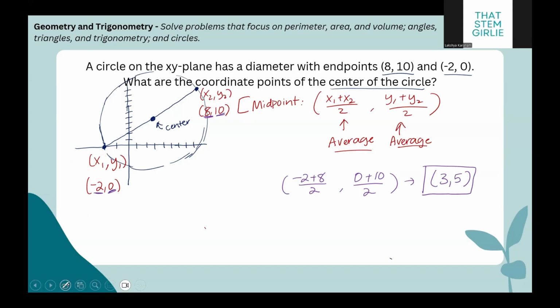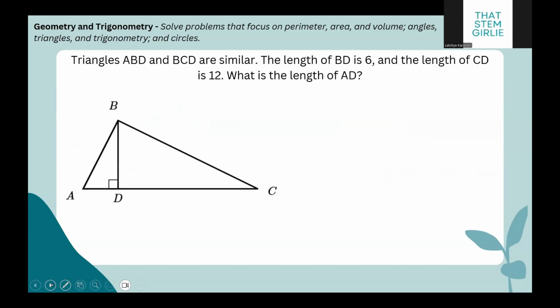All right, so triangles ABD and BCD are similar. The length BD is 6, so this right here is 6. The length of CD is 12. This is 12. What is the length of AD? So we want to find this length right over here.